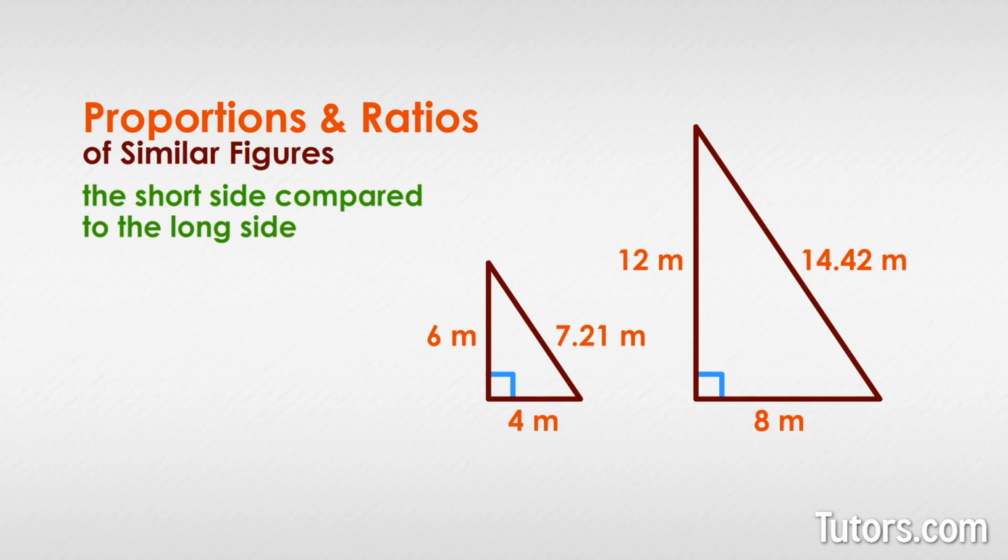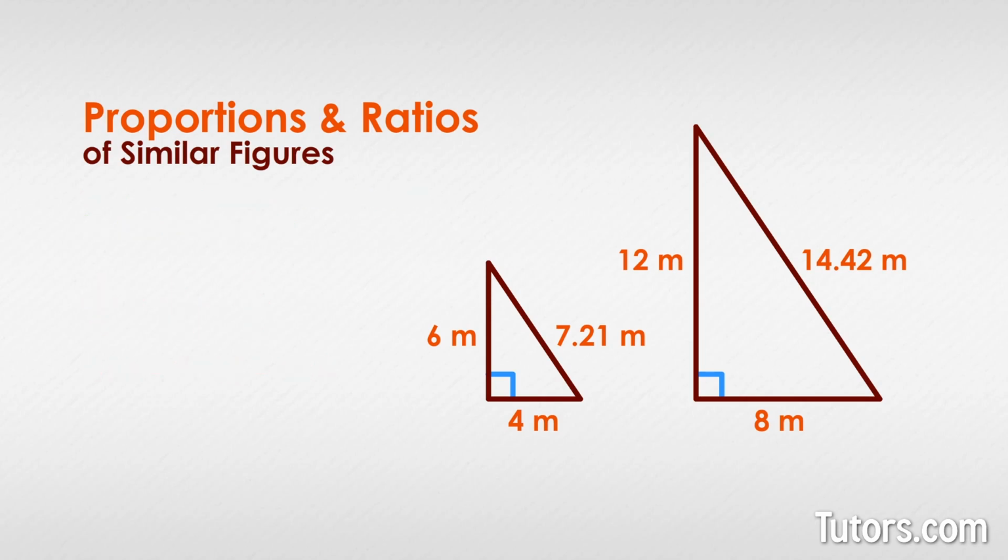Let's take the smaller triangle's short side, 4 meters, and set it in a ratio to the long side, 6 meters. Now repeat this for the larger triangle's short and long sides, either as a fraction or as a ratio. As you can see, the relationship between short and long sides is the same, 2/3, for both triangles.